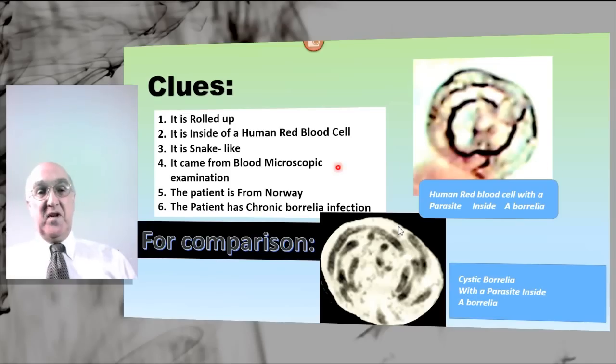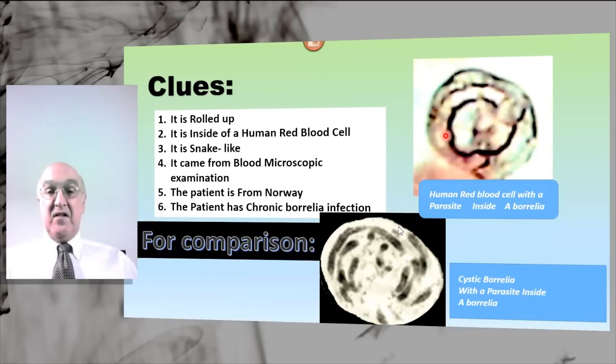So the clues: well, it's rolled up. It's inside a red blood cell. It's snake-like. It came from microscopic examination, patients from Norway, and the patient has chronic Borrelia infection. It's a Borrelia parasite inside of human blood. Unheard of in the United States, perhaps because we don't have people of the caliber of Dr. Laane looking at blood the way he looks at it with his equipment and his training and experience in the United States today.